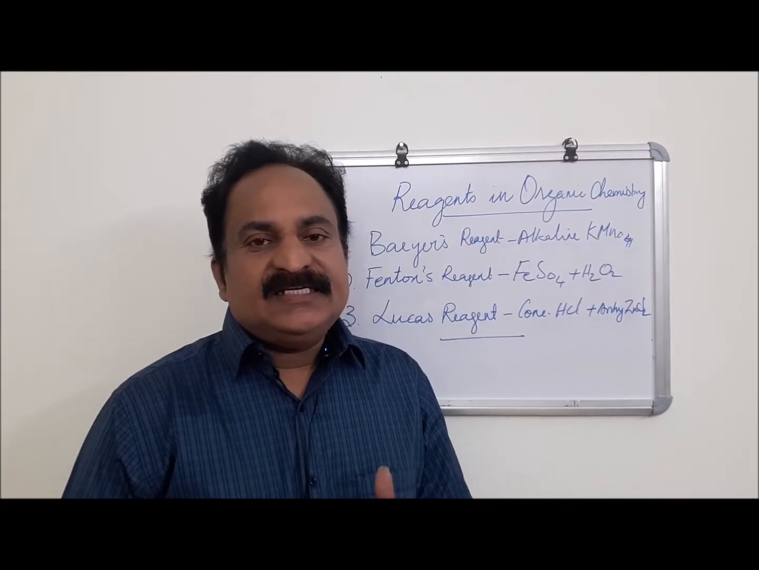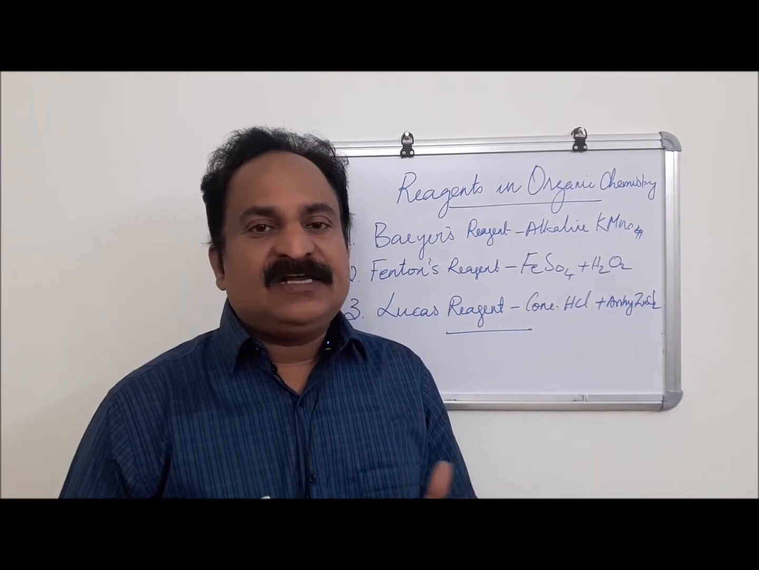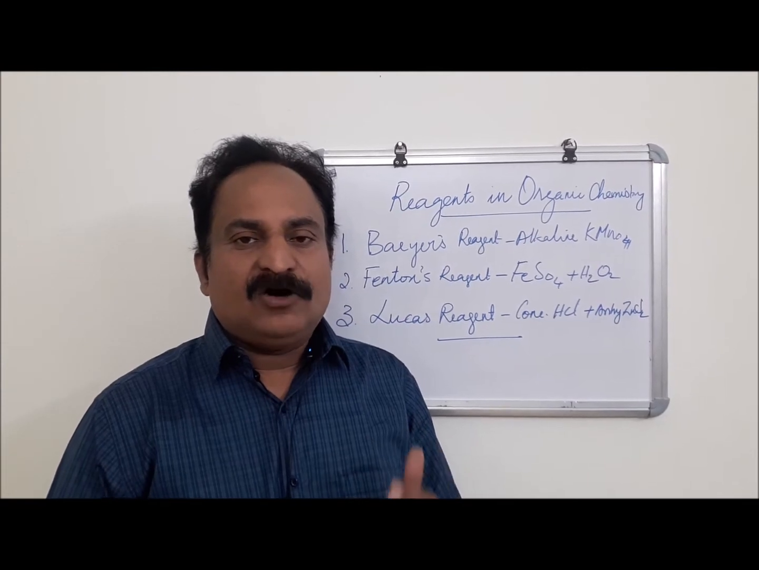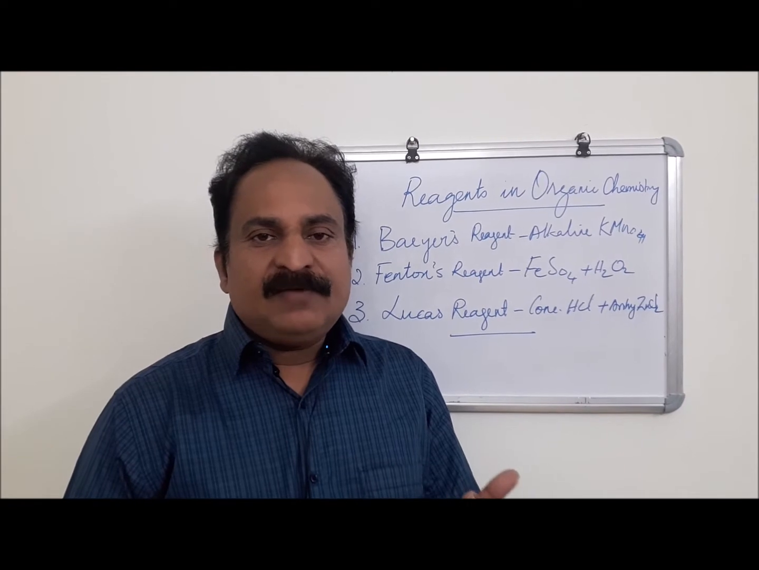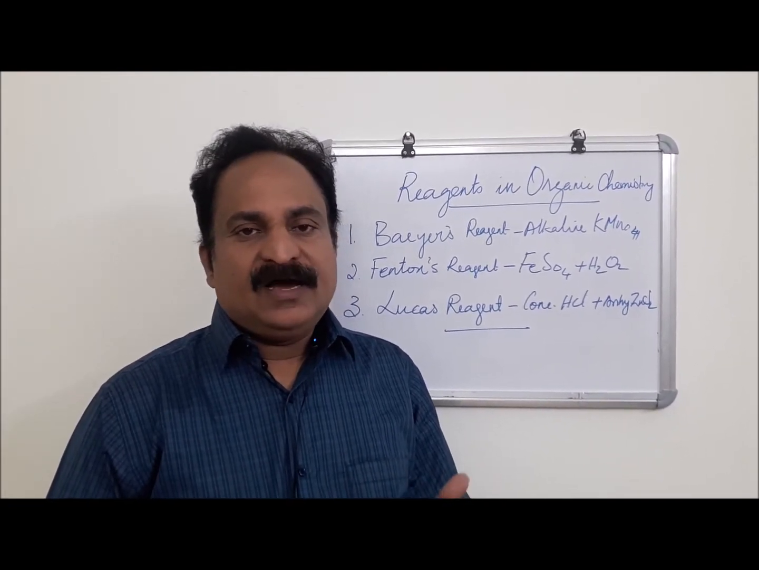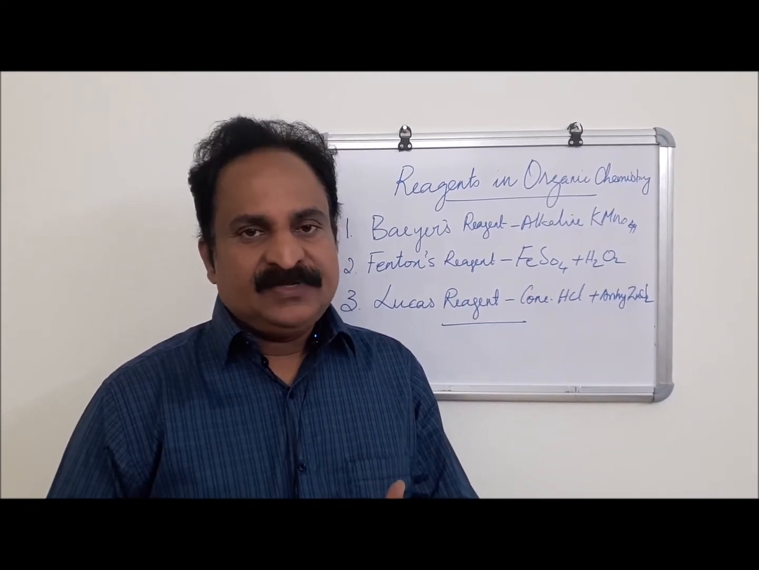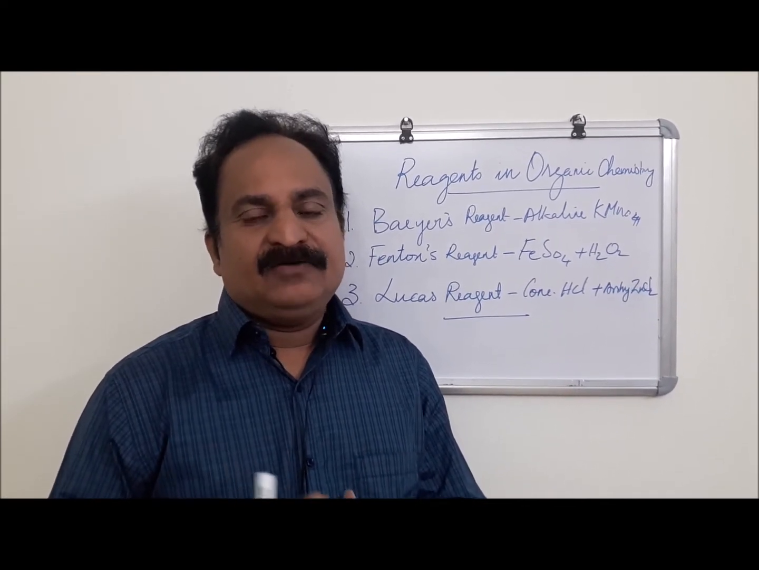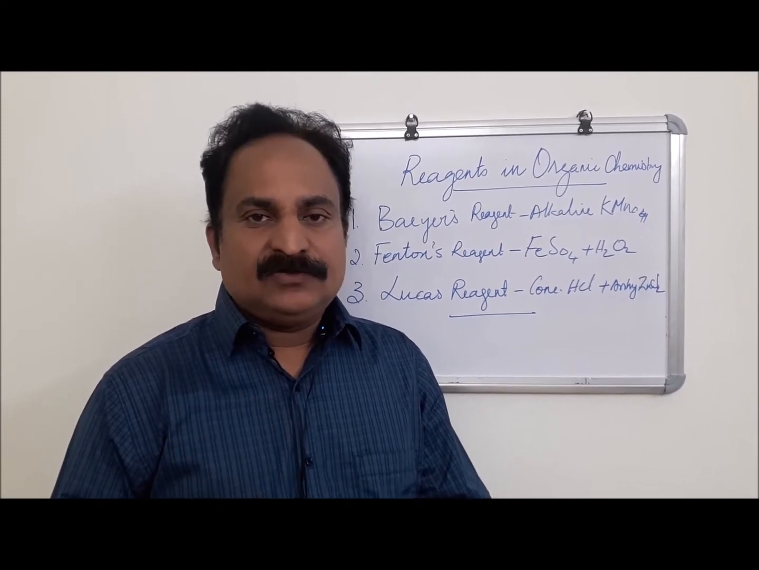The next reagent is Fenton's reagent. Fenton's reagent is a mixture of ferrous sulfate and hydrogen peroxide. It is also an oxidizing agent used in organic reactions. For example, glycerol, 1,2,3 propane triol, undergoes oxidation in presence of Fenton's reagent and forms a mixture of glyceraldehyde and dihydroxyacetone. This mixture is otherwise called glycerose.